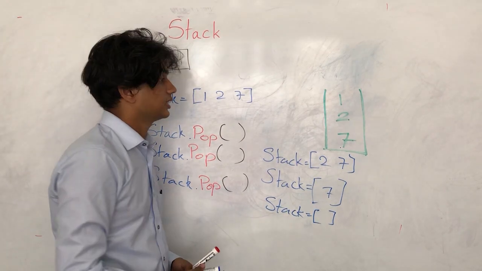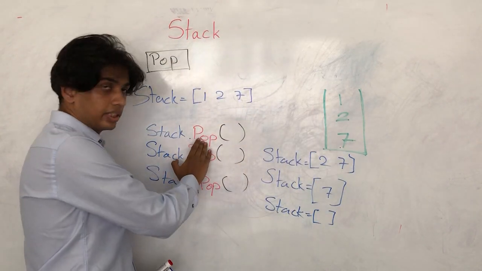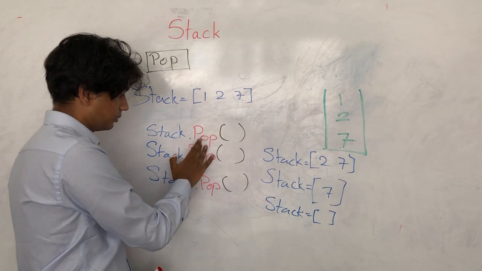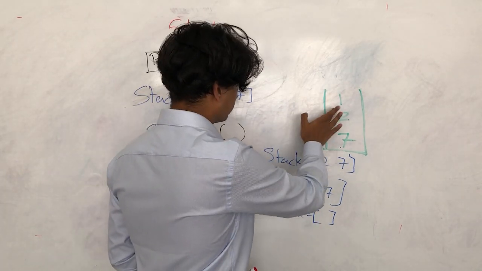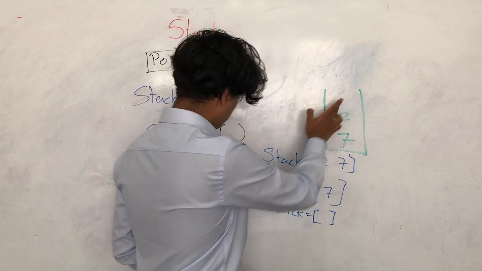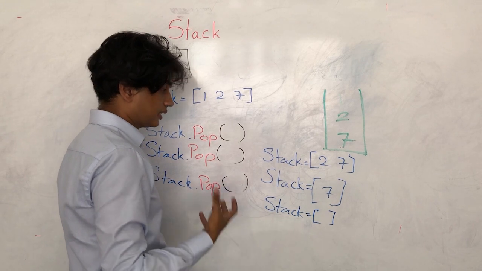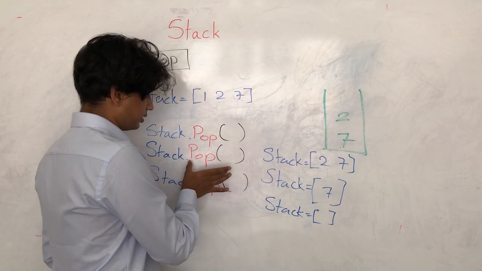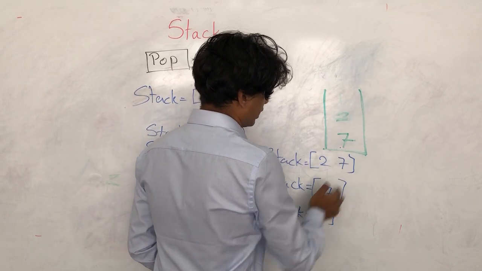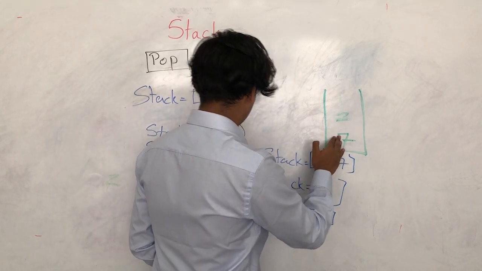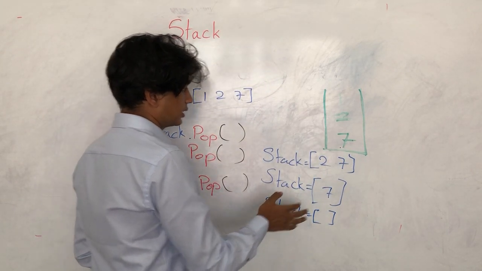So I will revise it again. First, I took out 1 element, which was the last element. I popped out 1 element from my stack, which was number 1. After that, I took out the last element at that current state of my stack, which was number 2. Finally, I took out number 7, which was the last element of my stack at that current state.